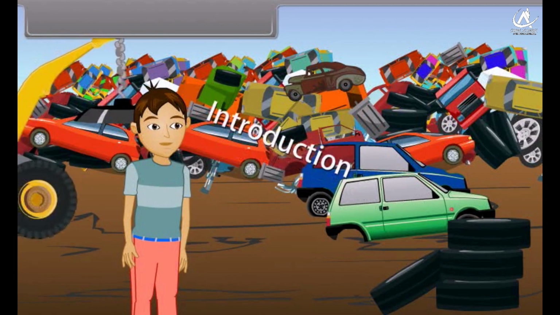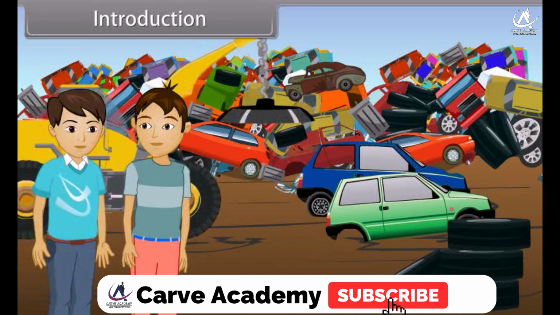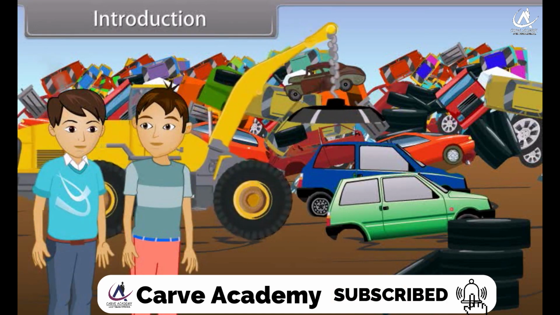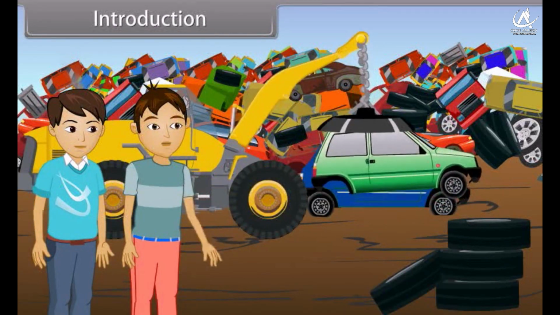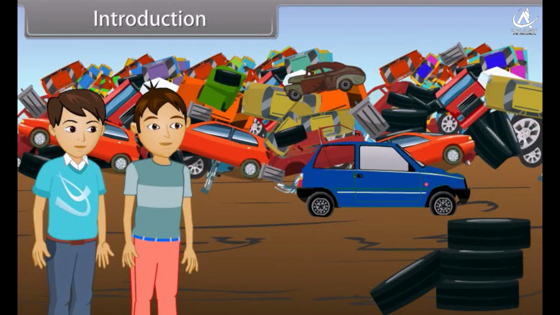Introduction. Aman, can you please come here? I want to ask you something. What happened today? See there. A machine is moving the scrap of iron and steel from the waste material. Yes, I can see that.